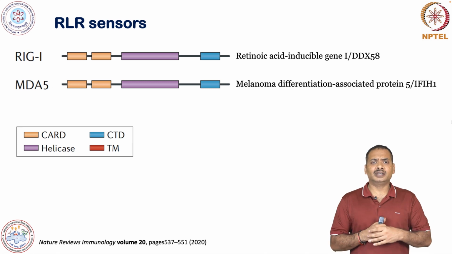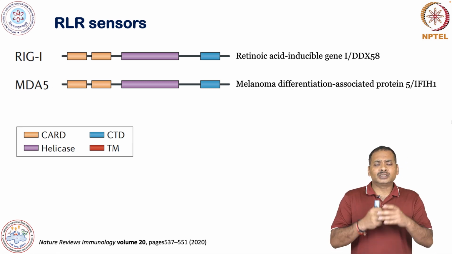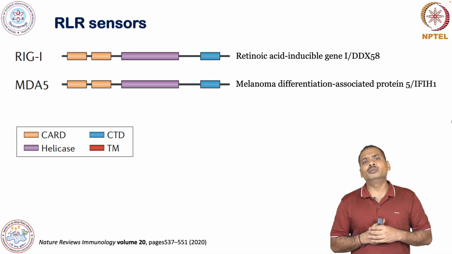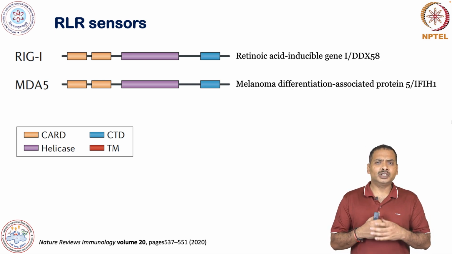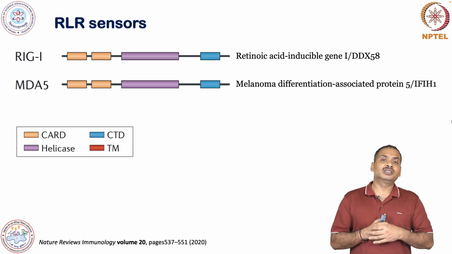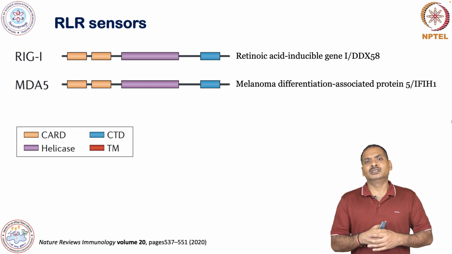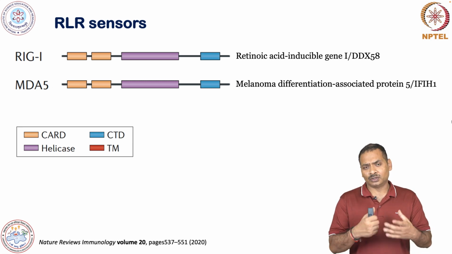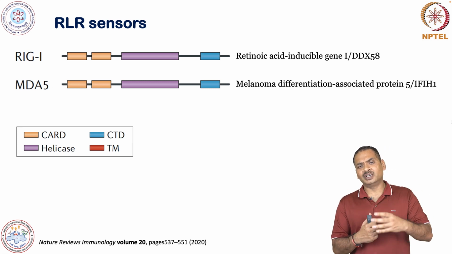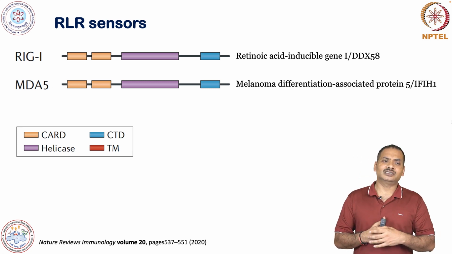Here it is shown in purple color. So this RNA helicase domain is very much essential in order to bind with the ligand. You will see I have a schematic for how this ligand, the RNA molecule, is binding with this sensor.